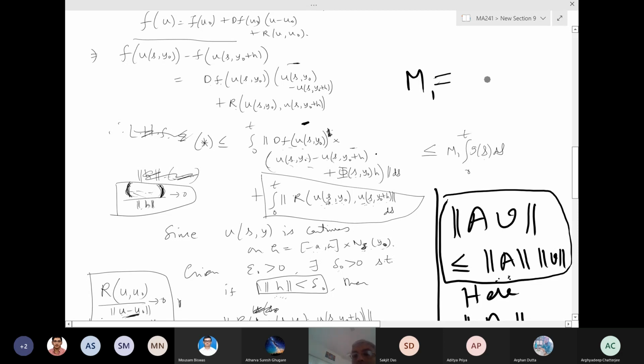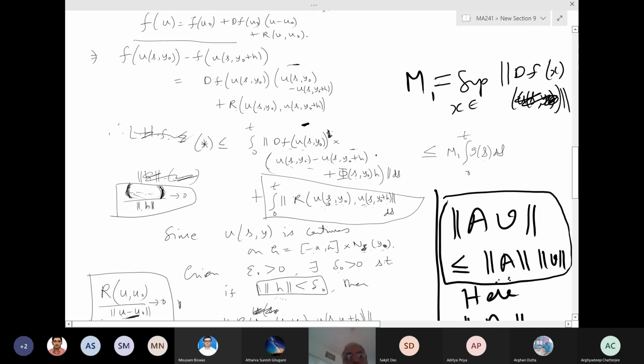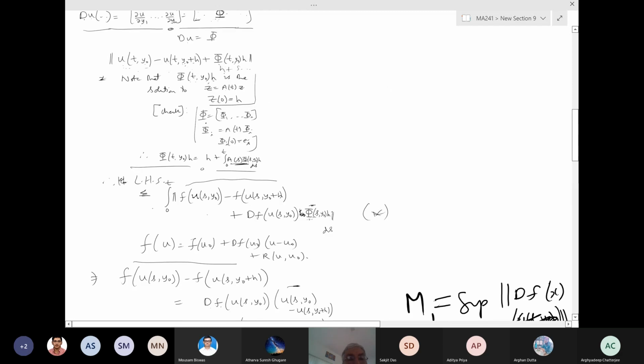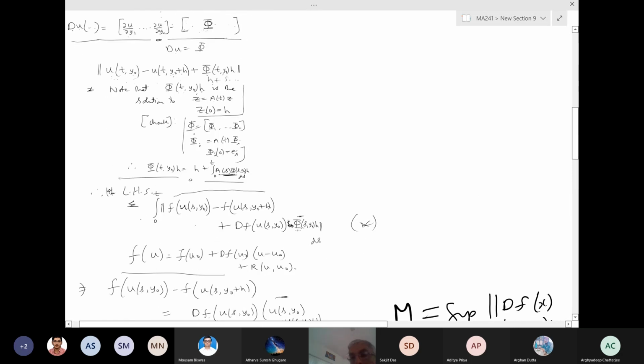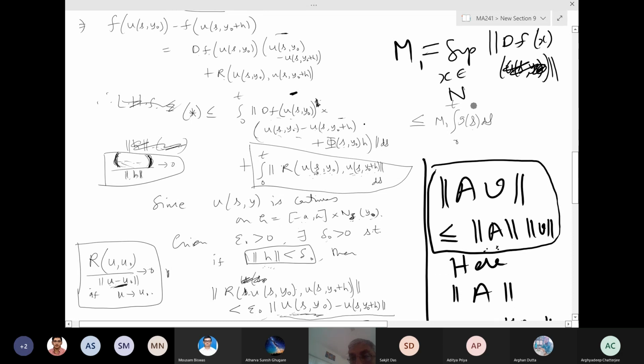M1 equal to sup of the operator norm of DF of X, where X is in, well, actually, forget it. We are working inside some small ball, right? I think n delta or n delta by 2, one of these two will do. N delta, why not?